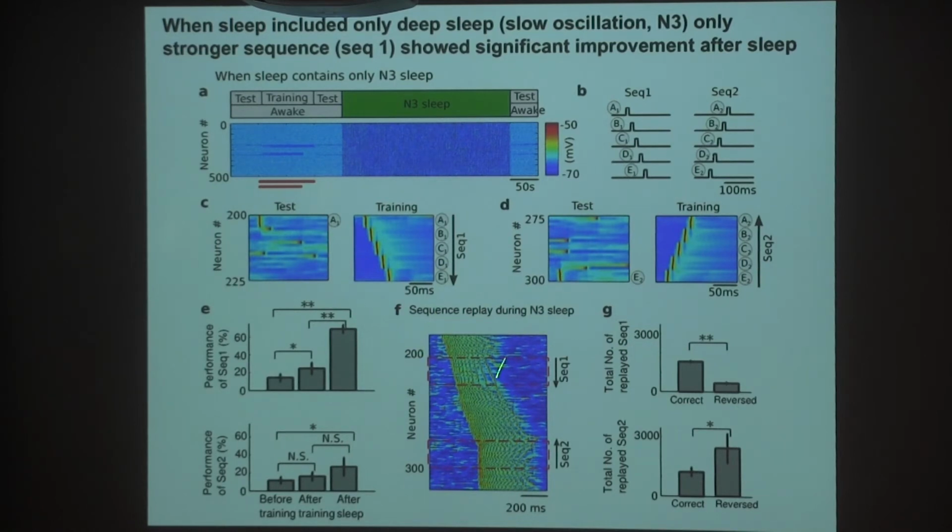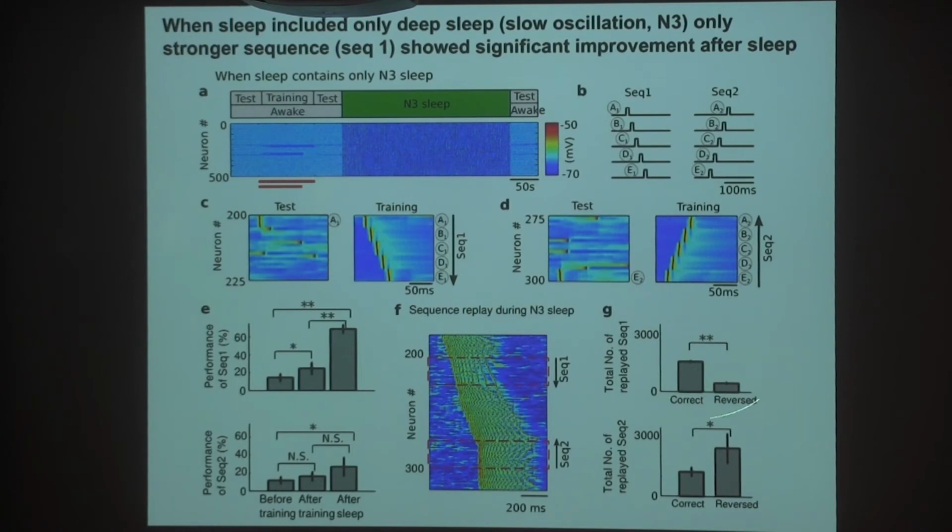If you look at the fraction of replays during those times, what you can see is that for sequence 1, most of the replays happen in the correct direction, so from low indexes to high indexes, just like the sequence was trained. However, for sequence 2, so this is correct, this is reverse replay. We compare replay in that direction versus replay in the opposite direction.